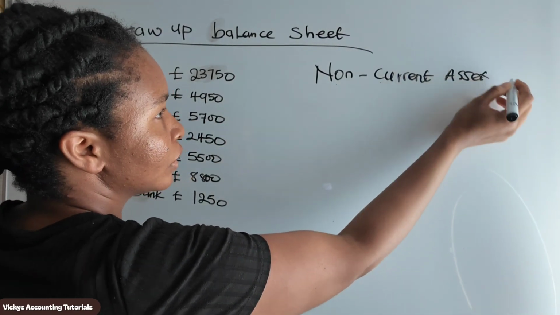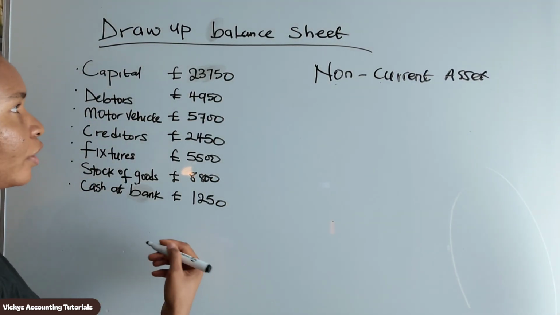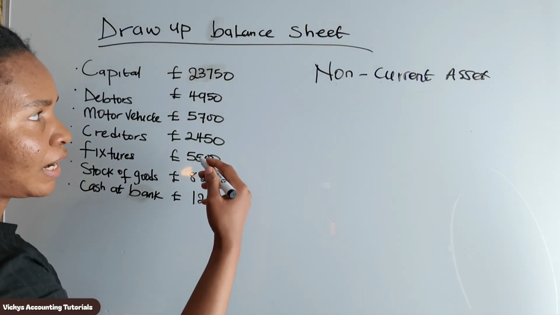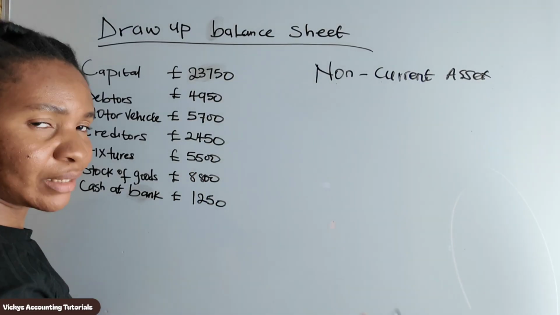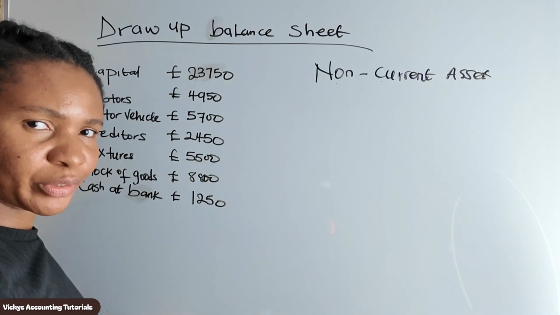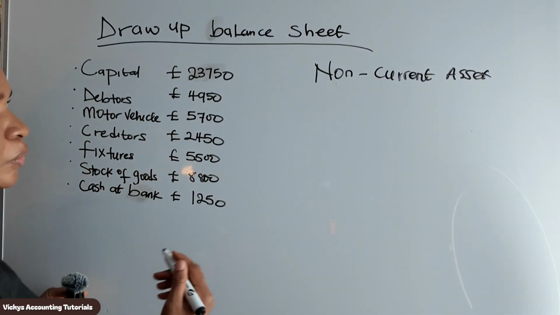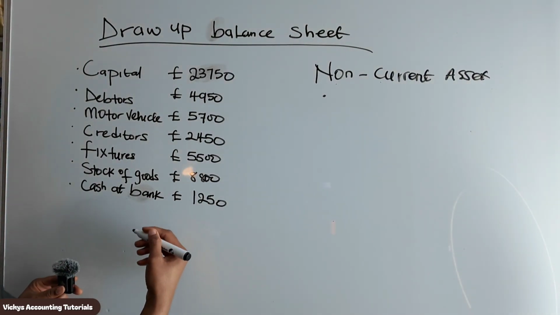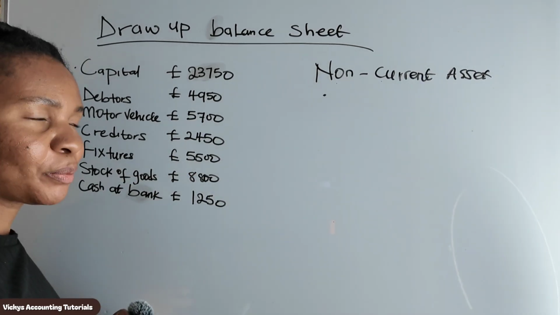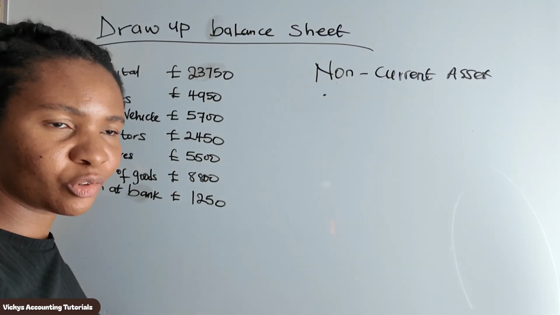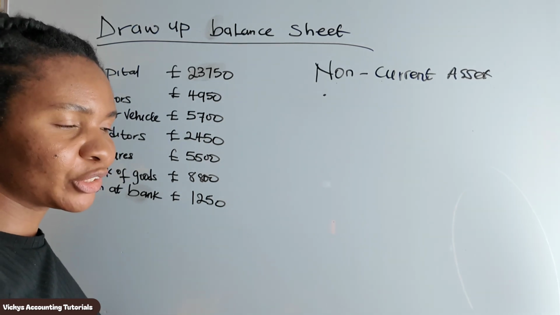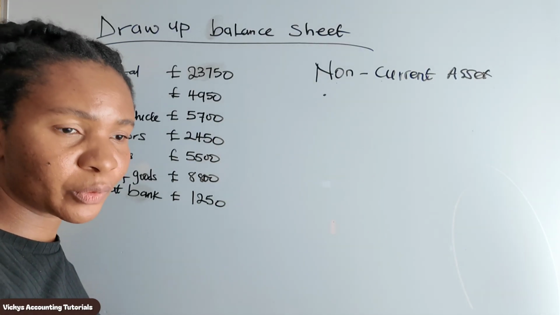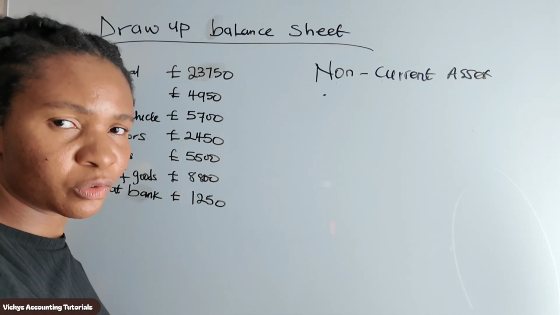Based on this list, what do you think can be classified as a non-current asset? Having the idea that a non-current asset is an asset that can be used for more than a 12 month period. Looking at this list here, what do you think goes on the non-current assets? The first thing I can think of is motor vehicle. Because when you purchase a car or a truck for your business, you don't expect to use that car or truck or bus just for a few months. It is used for a long time for the business.